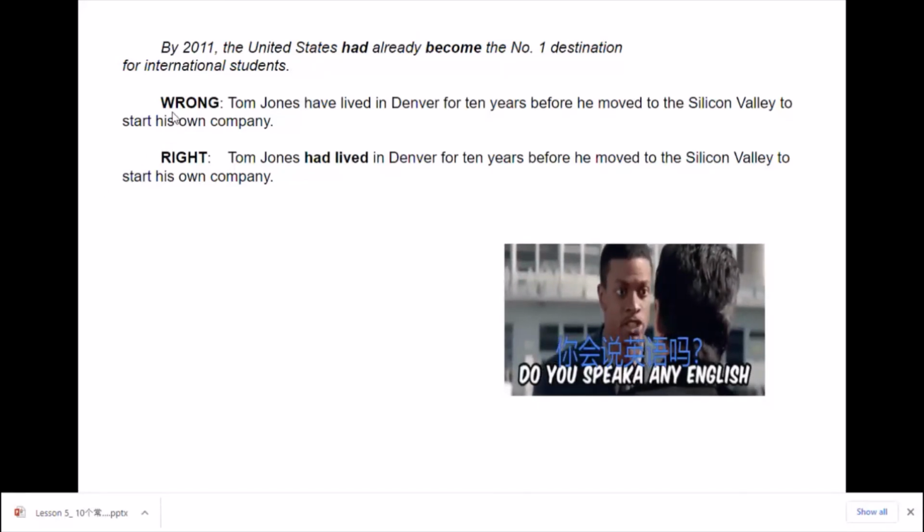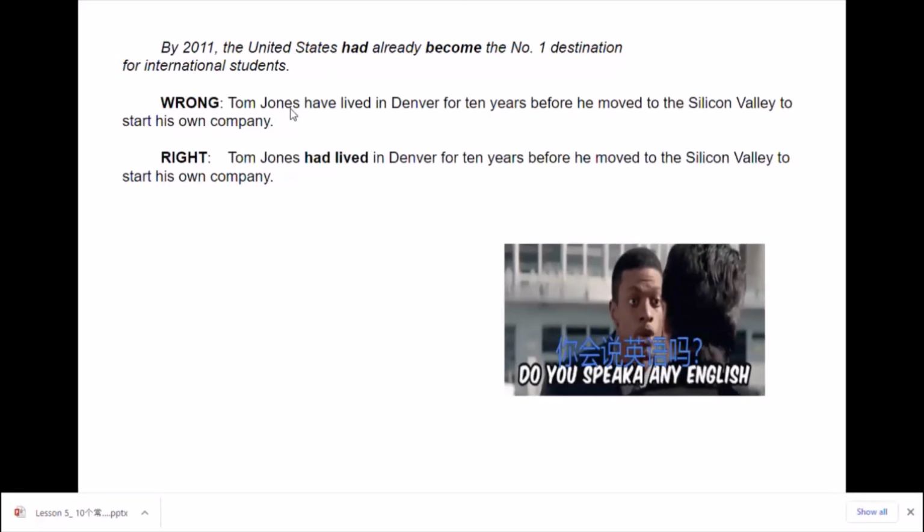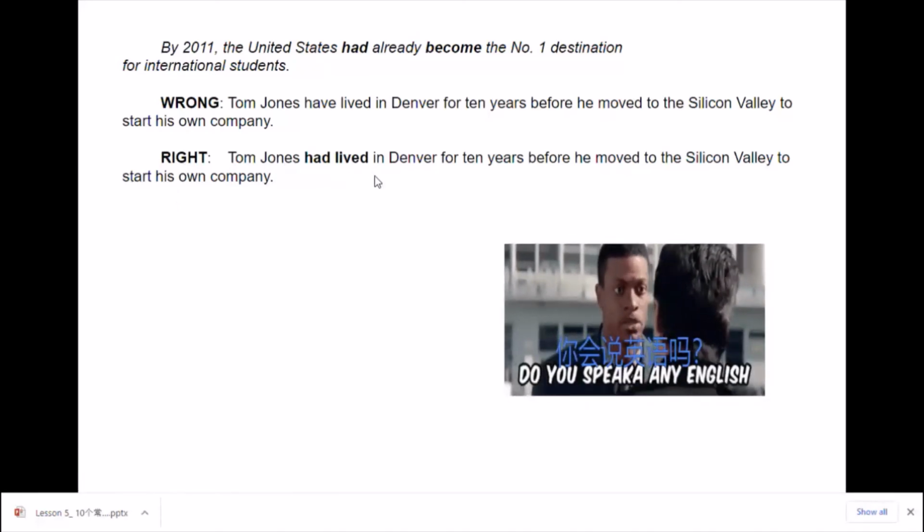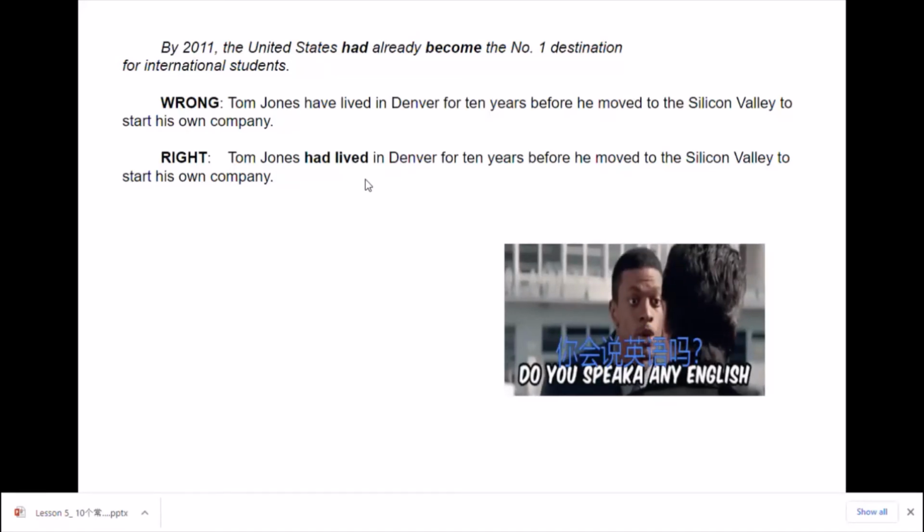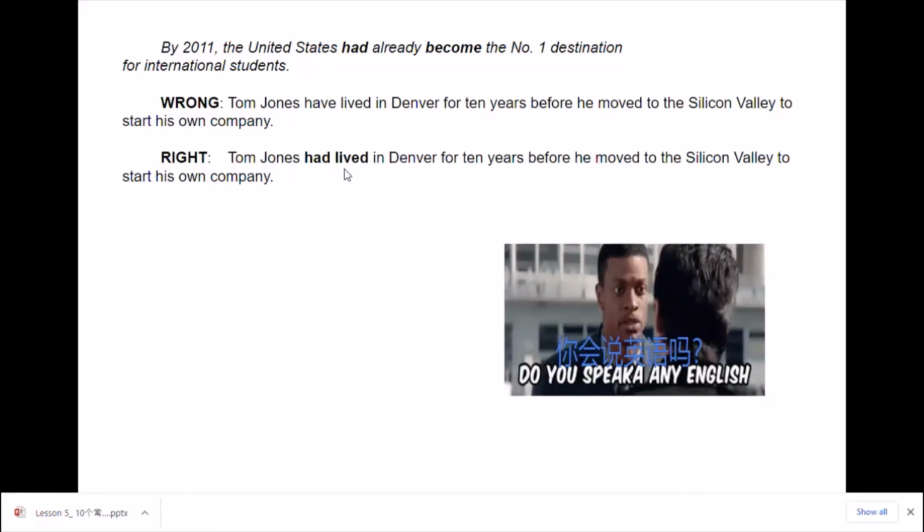Okay? Now, our error example. Wrong. Tom Jones have lived in Denver for 10 years before he moved to Silicon Valley to start his own company. It's wrong, right? The right answer is Tom Jones had lived in Denver for 10 years before he moved to Silicon Valley to start his own company. So this action happened before Tom Jones moved to Silicon Valley. Therefore, we have to use the past perfect tense. Okay?